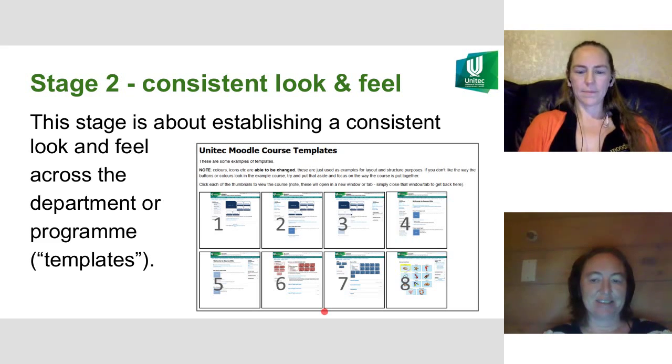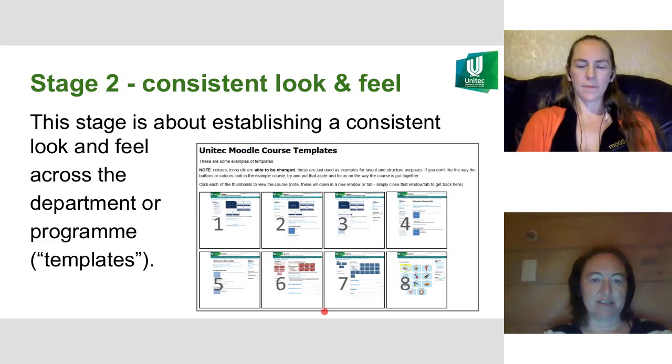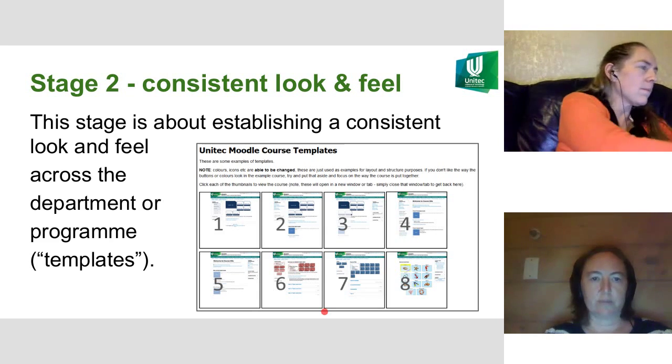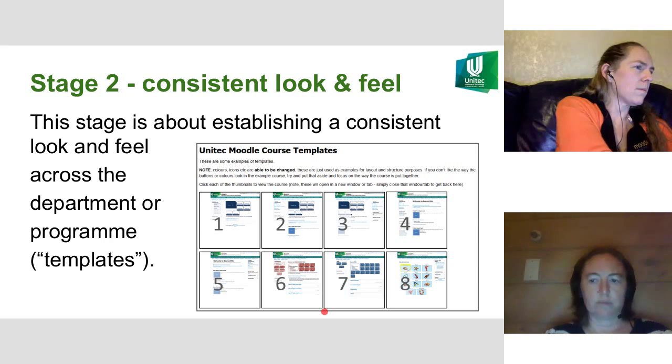Stage 2 is about a consistent look and feel across your program or department, because we realised early on that we couldn't enforce a consistent look and feel across the whole of Unitech because we have such a wide range of courses and such a wide range of programs. Some courses function and are used quite differently from how other programs use their Moodle courses.